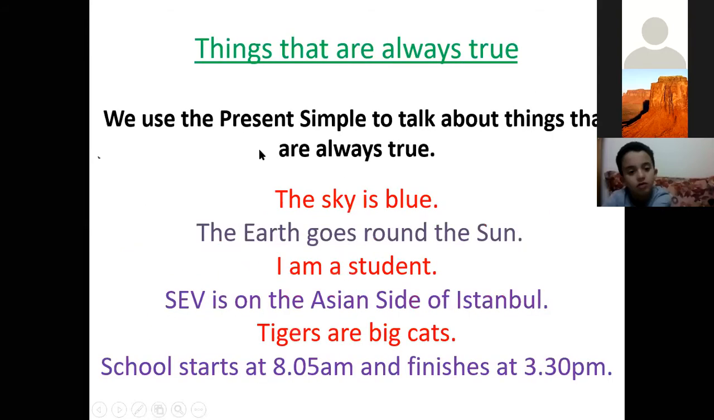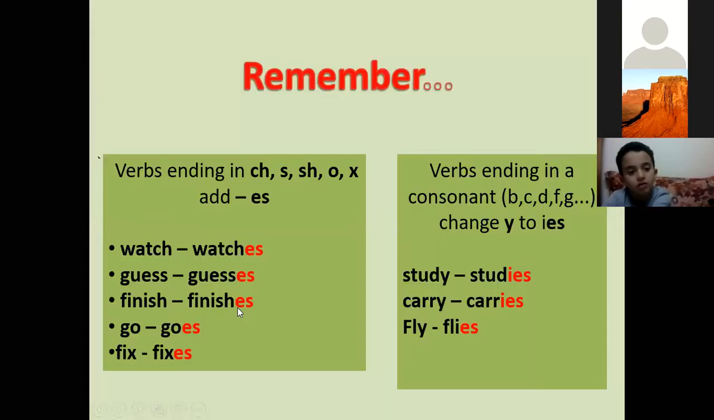We also use present simple for things that are always true. They don't change. Like the sky is blue. This will not change. I am a student. This is not going to change. Tigers are big cats, and so on.